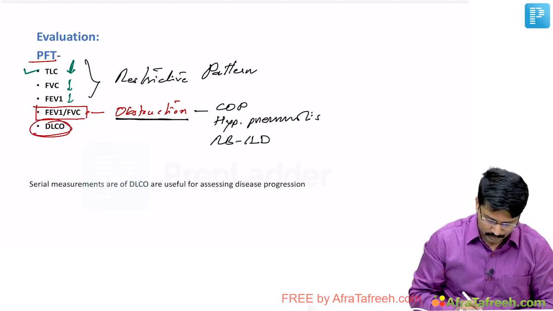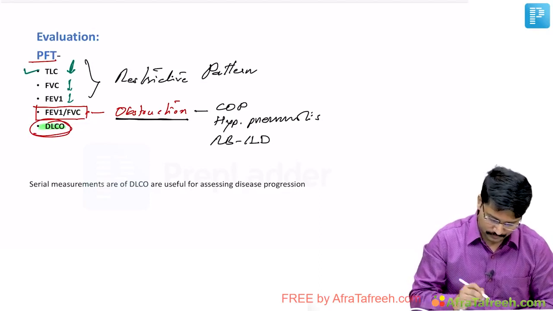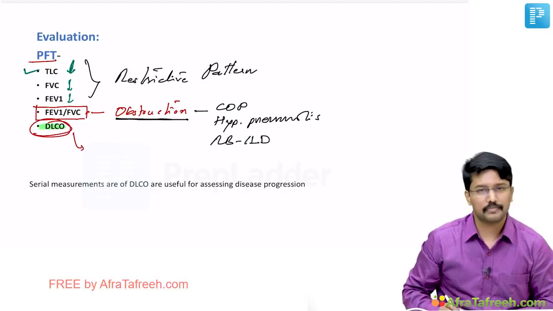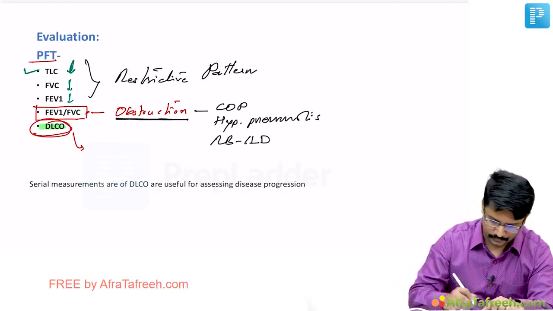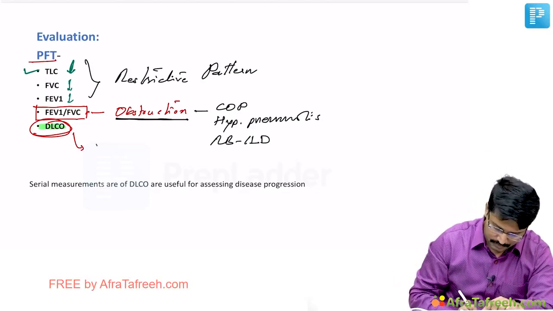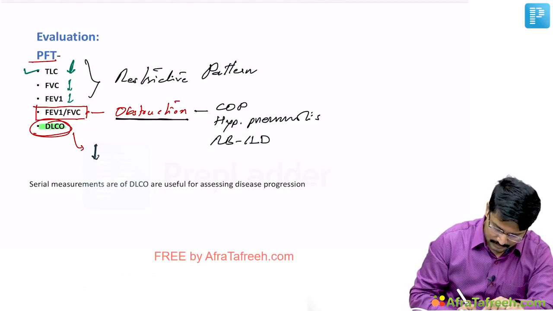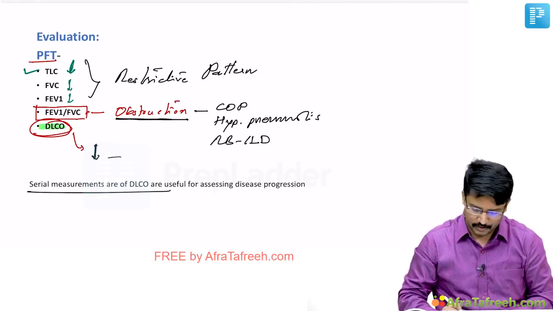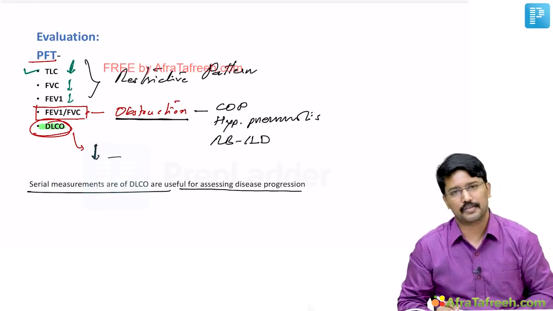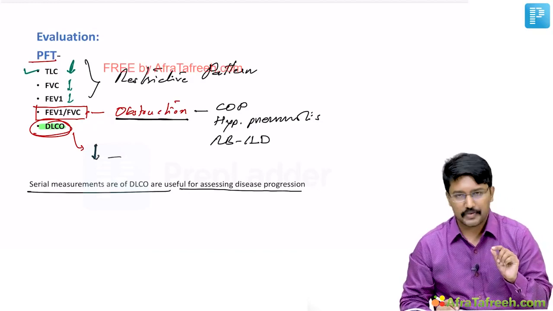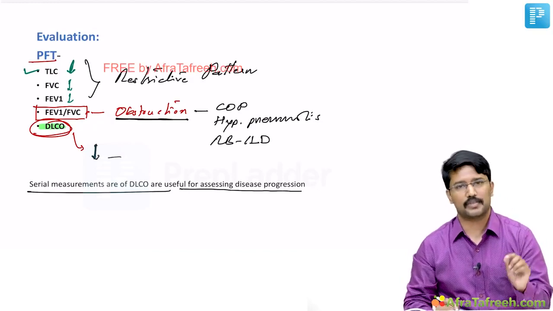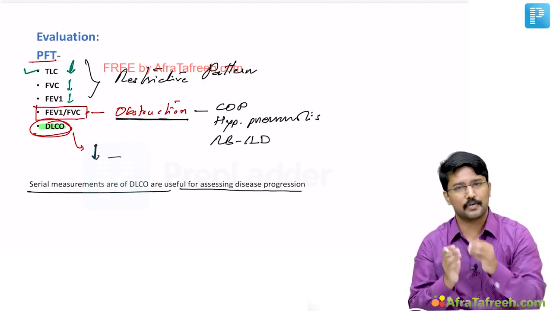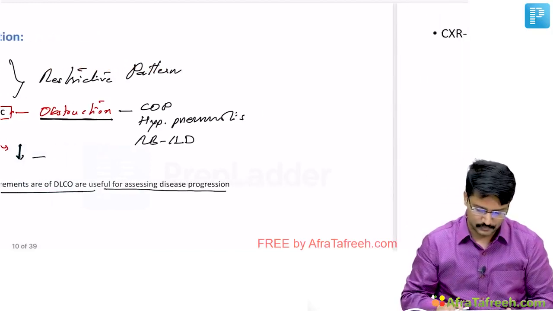Then the most important PFT finding you must know is the diffusion capacity, DLCO. DLCO is significantly reduced as the disease progresses, and serial measurements of DLCO are useful in assessing disease progression. So this is one finding which helps us to know the disease progression. As the DLCO decreases, we know the disease is getting worse.